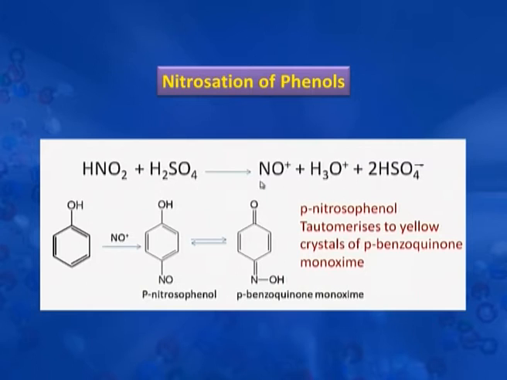Nitrosonium ion generated here is a weak electrophile as compared to nitronium ion in case of nitration, and that is the reason that nitrosation takes place only in compounds which have activated groups, like phenol and aniline, which have an activated hydroxy or amino group.